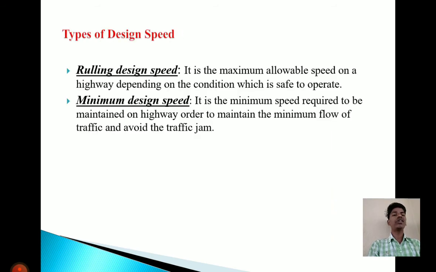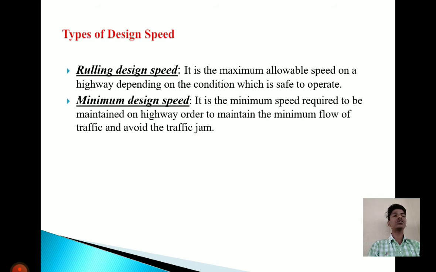Next, types of design speed. Design speed has two types: one is the ruling design speed and the other is the minimum design speed. Ruling design speed means the maximum allowable speed on the highway. For example, a highway with 100 kilometers per hour, that is the ruling design speed.